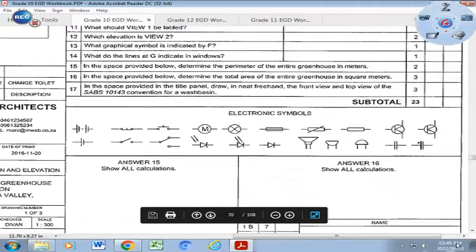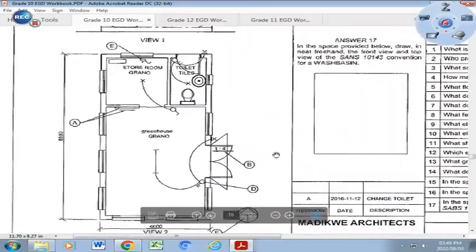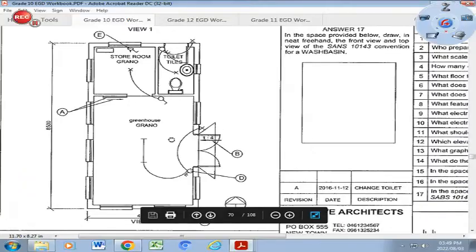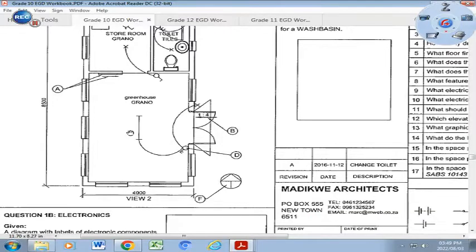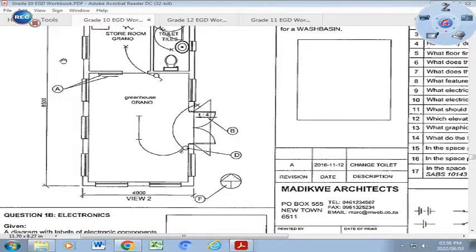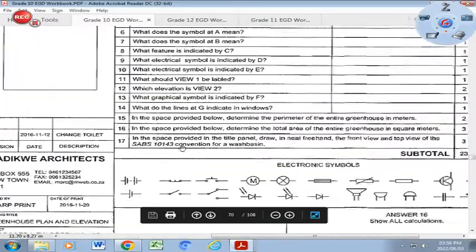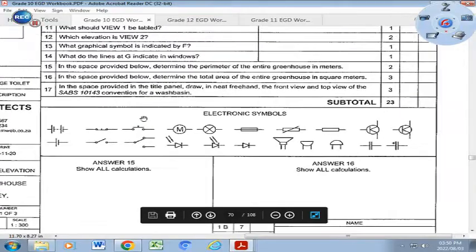And then number 16, in the space provided here for number 16, you need to determine the total area of the entire greenhouse. So the entire area of everything here. That means that the formula for area is length times breadth. So you're going to take 8.5, which is the length, and you times it by 4. And the answer to that is 34 meters square. If you take 8.5 times 4. So that is the value you're going to write in there. Here at the bottom in your calculation. And you need to show all the calculation.